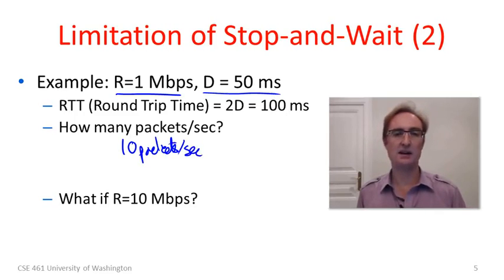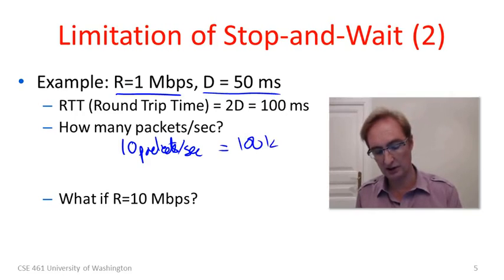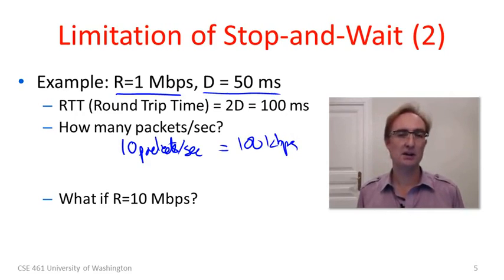Now, if every packet is 1250 bytes, chosen so that's 10 kilobits, that is going to be an information transfer rate of 100 kilobits a second. That's not much considering that the network path could handle a megabit per second. So we're only using a fraction of it. We're using about 10% of the network path's bandwidth.